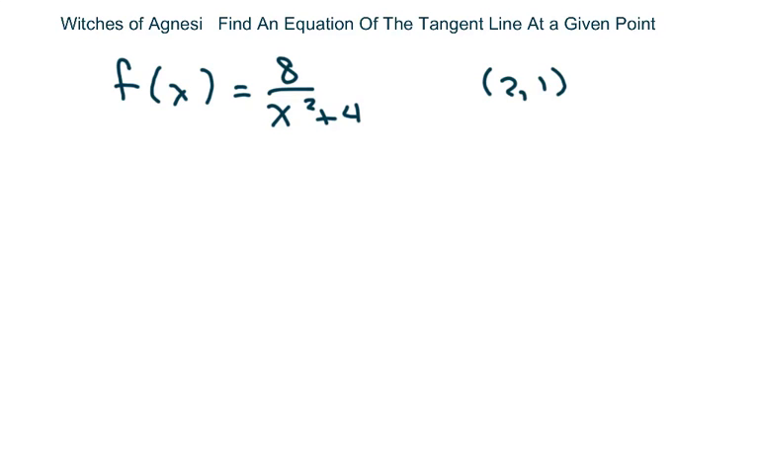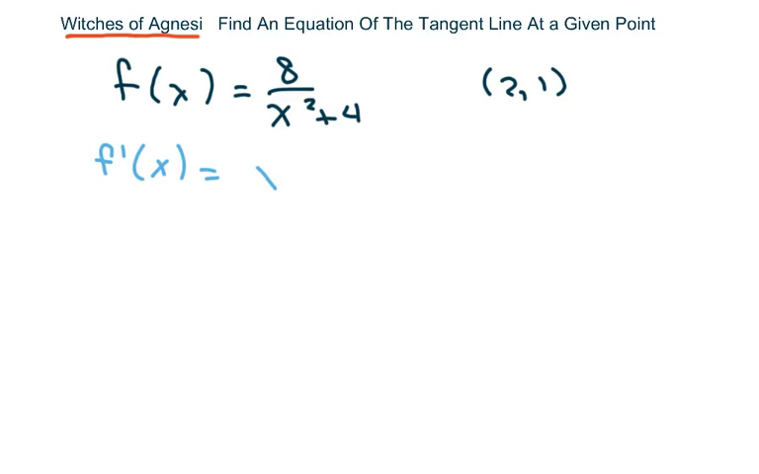Hey everyone, we're going to find an equation of the tangent line at a given point using our quotient rule. And the graphs are called witches of Agnesi. So I did the graph on the next slide, but the first thing we need to do is take the derivative of x, and we're using the quotient rule.